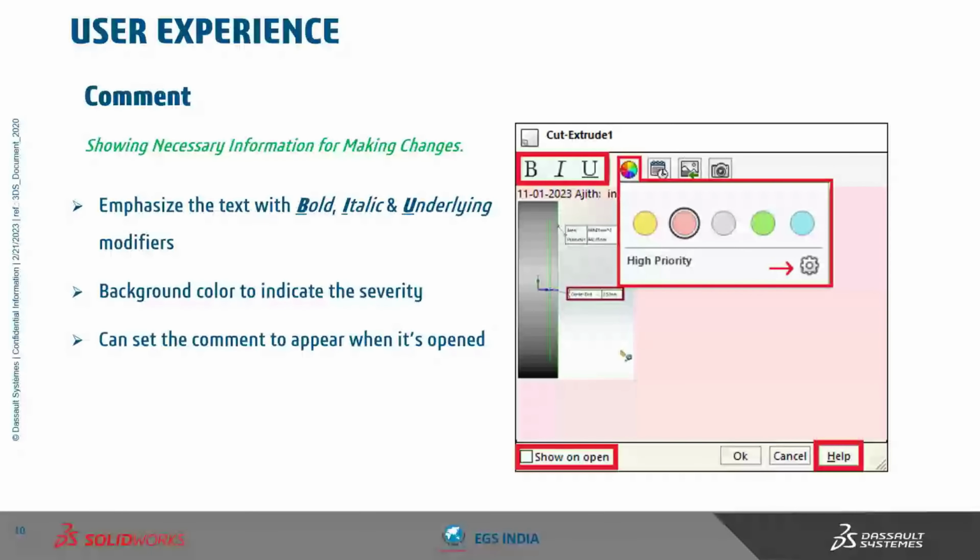Now we can see comments. A comment is a communication made in SolidWorks where the user can comment on an area that needs some attention. Now in SolidWorks we can modify the text with bold, italic, underlining, emphasis, and you can change the color of the comment according to the severity. We can also change the color for severity, like higher priority, for example, and we can deploy this to the company procedures.